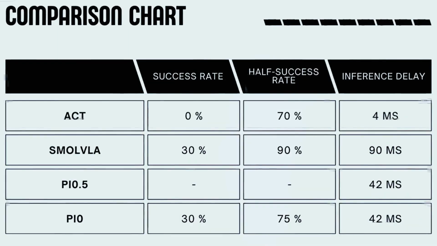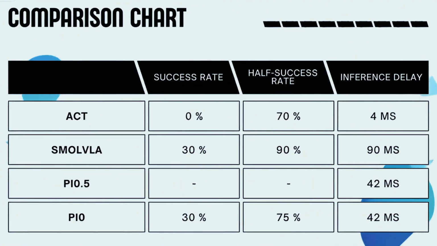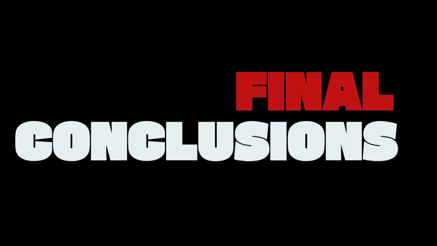Simulation results of the Pi 0 model are comparable to SmolVLA. The success rate is exactly the same, 30%. The half success rate is a little bit lower. The inference time and GPU memory consumption are on the same level as in the case of Pi 0.5.